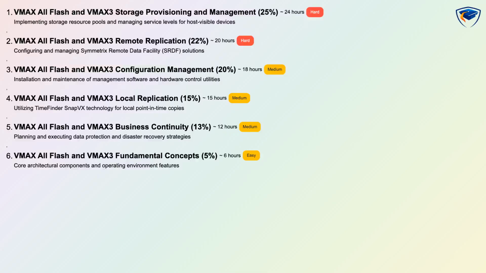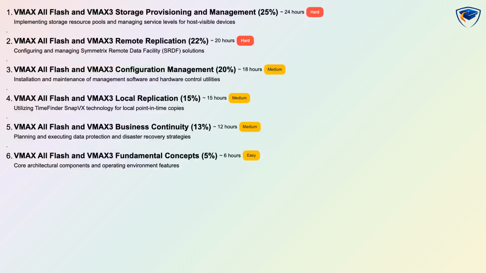This exam covers 6 domains with exact weights. Storage provisioning and management is 25%, remote replication is 22%, configuration management is 20%, local replication is 15%, business continuity is 13%, and fundamental concepts is 5%. I will walk you through what to learn in each domain, the expected difficulty, and the hands-on skills you will need.